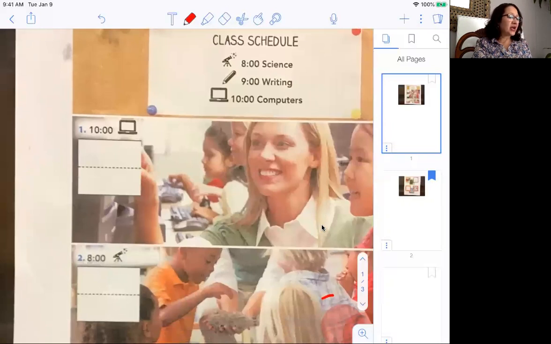Now, this is a different kind of kindergarten because they have different kinds of subjects. Like, for example, here, I'm going to go ahead and take my pen and I'm going to underline this right here.